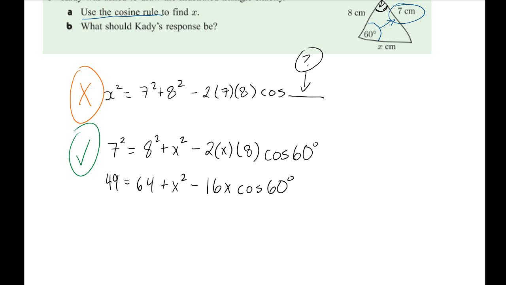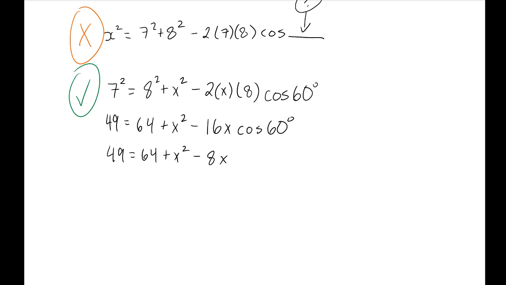And so when you do cosine 60 on your calculator, you should end up with 1/2, provided you're in degrees. If you end up with something different, then that would be why. So if I have 1/2 times 16, I'm just going to have 8 there. And so it simplifies to be a nice quadratic. If I move that 49 over to the other side, I'm going to end up with 0 is equal to x squared minus 8x. And if I do 64 minus 49, I get plus 15.